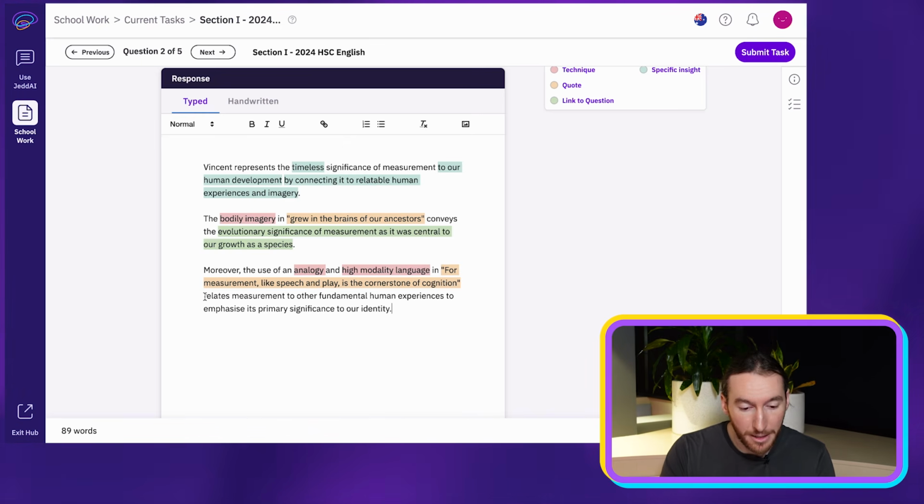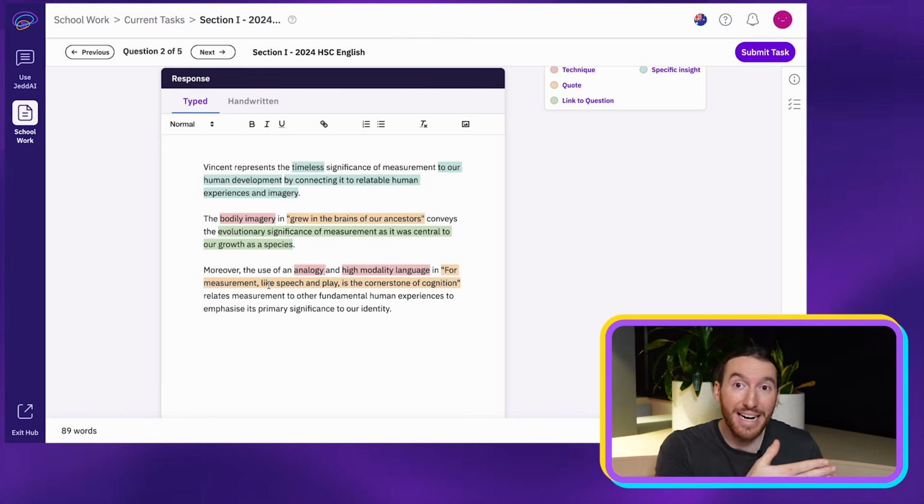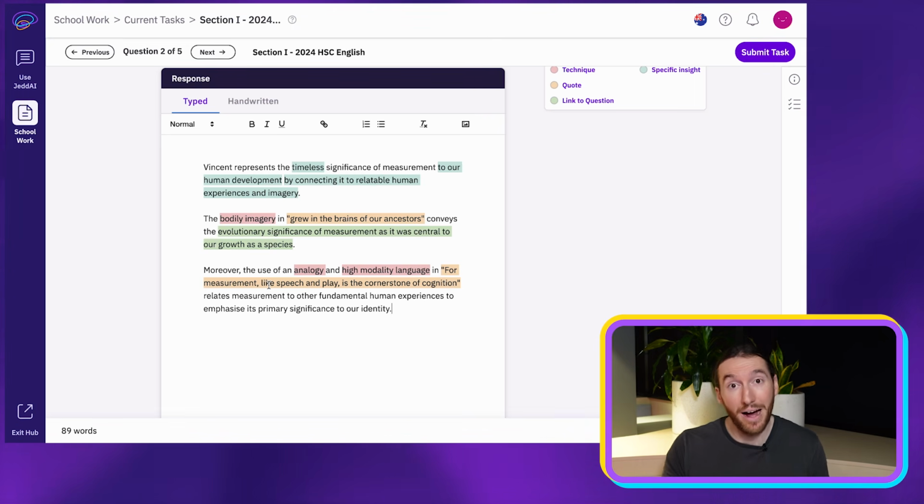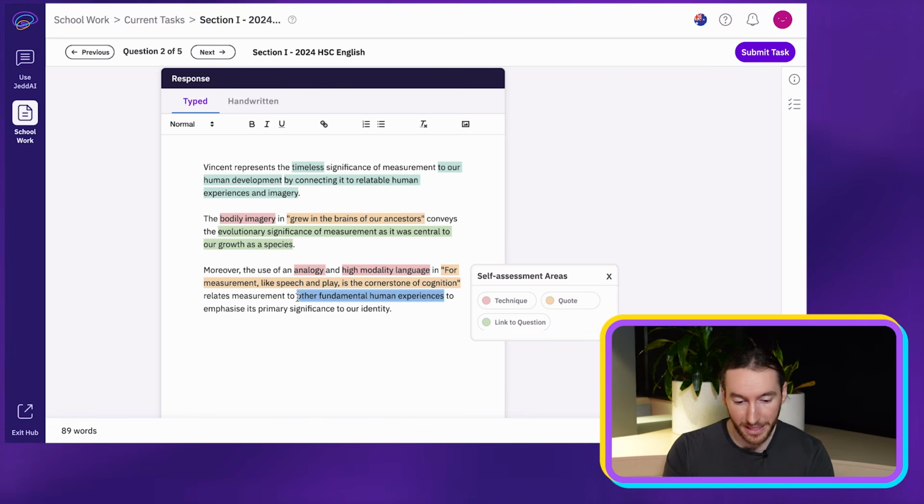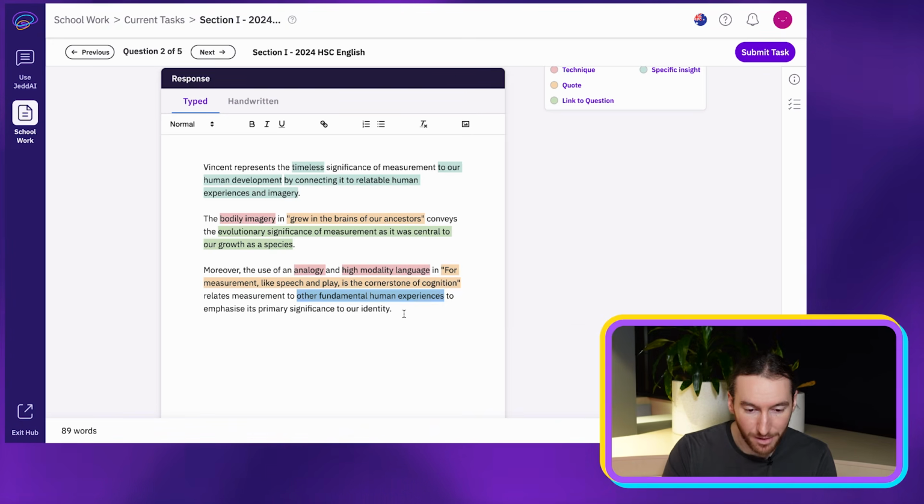And then you want to say, relates measurement to other fundamental human experiences. Can you see how this directly connects to the quote? Because the quote said like speech and play. So they're other human experiences, or they're other human attributes, right? So we could say attributes even, but this other fundamental human experiences is clearly connecting to the speech and play. Okay, so that's showing how it relates, which is part of the question because it says how does it connect?